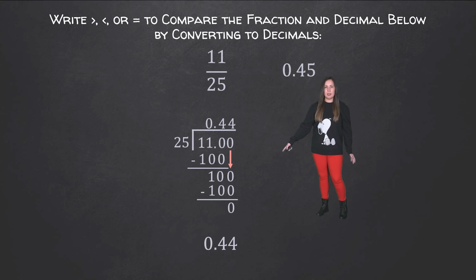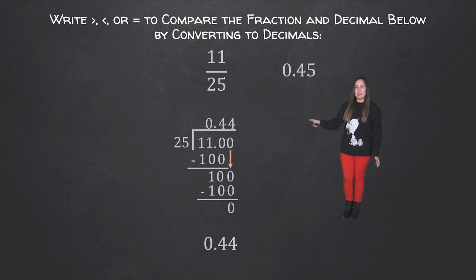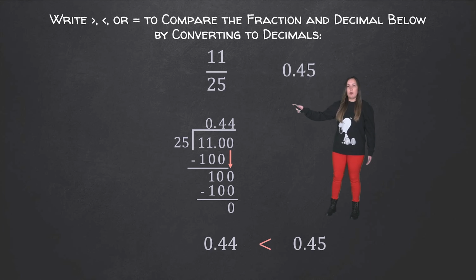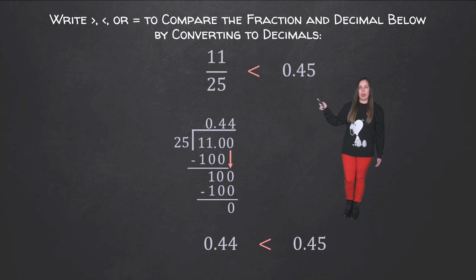So I'm going to write that down there and then bring down the 0.45. Now, if we're looking at both of these decimals, 0.44 is less than 0.45. So 11 over 25 is less than 0.45.